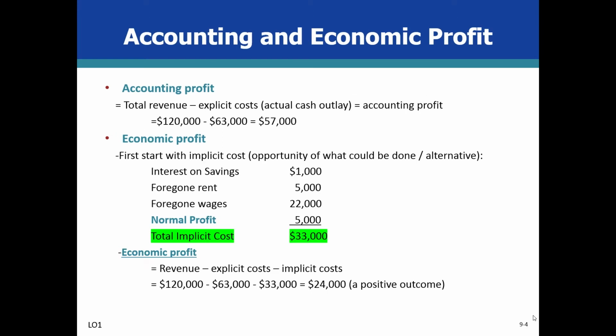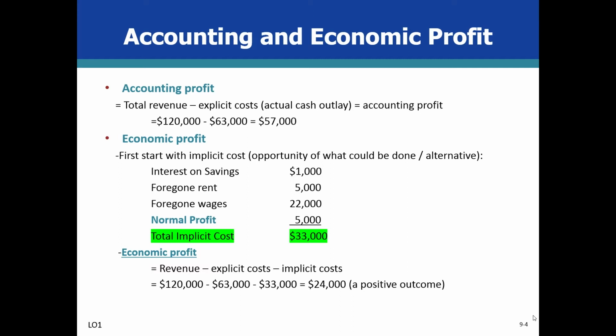Okay, now we can turn to the calculation of profit. Business students understand accounting profit. It's the measurement of total revenue minus the explicit cost of running the business. If a firm earns $120,000 in revenue by selling T-shirts, and it has material, labor, and other costs of $63,000, then their accounting profit is $57,000.